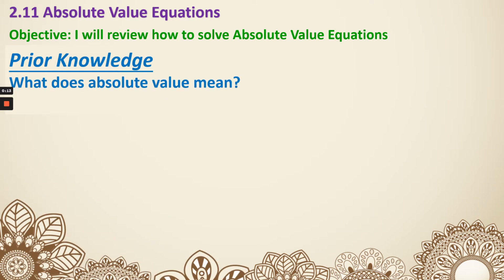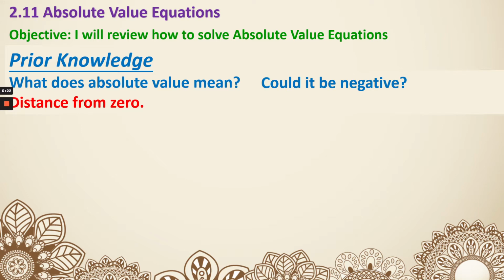What does absolute value mean? It actually means the distance from 0. And because it's a distance, the next question is, could it ever be negative? The answer is no, because we don't say, oh, you walked like -2 steps. That doesn't work. It can't be negative.